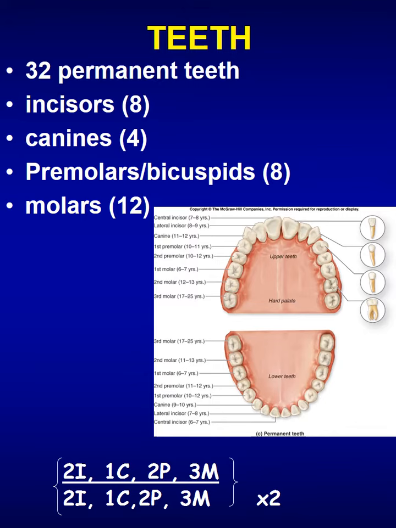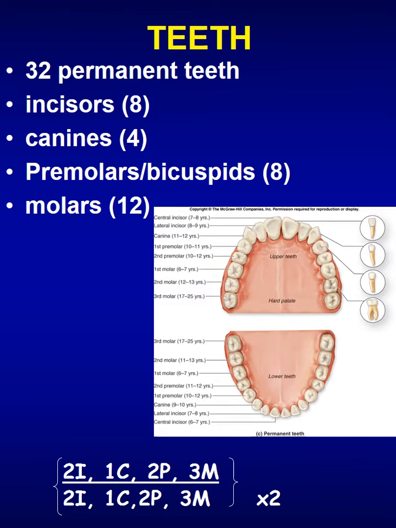So the 32 permanent teeth that we have are broken down into different types. The first are the incisors, and these are the most anteriorly placed, and they're shaped like chisels and have only one root. Their function is for slicing or cutting up food.